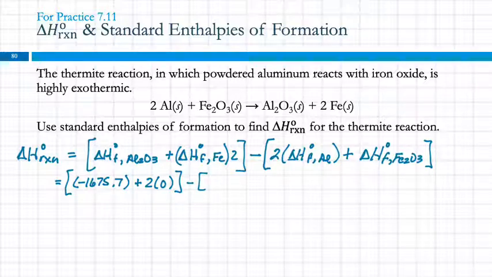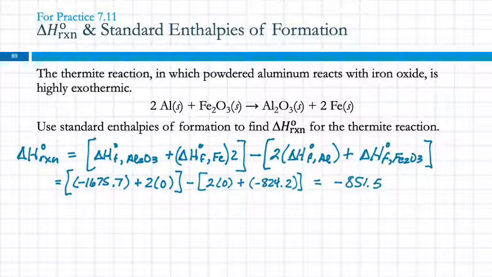And then I'm going to subtract here 2 times the heat of formation for aluminum. Again, that's an element. So that's 0. Plus the heat of formation for Fe2O3. So I looked that one up. It's minus 824.2. So your calculator can handle this mess. I'm going to put in negative 1675.7. 0 doesn't matter, right? And then I'm going to subtract, and the 2 times 0 doesn't matter. I'm going to subtract negative 824.2, and I get minus 851.5. And the unit on that would be kilojoules per mole.